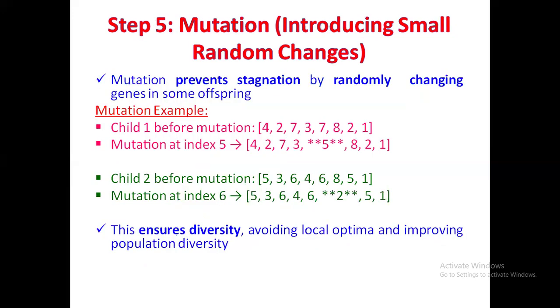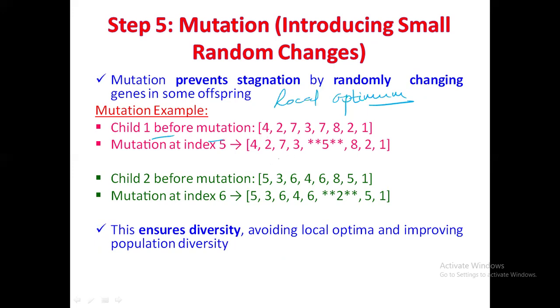So the next step is the mutation. After crossover, the next operator is the mutation, that is randomly altering genes to introduce variations. Mutation introduces small random changes in the offspring to maintain genetic diversity and prevent the algorithm from getting stuck in local optima. So in order to avoid local optima, we introduce new genes. In swap mutation, two positions in the chromosome are randomly swapped. In random reset mutation, a random position is assigned a new value.